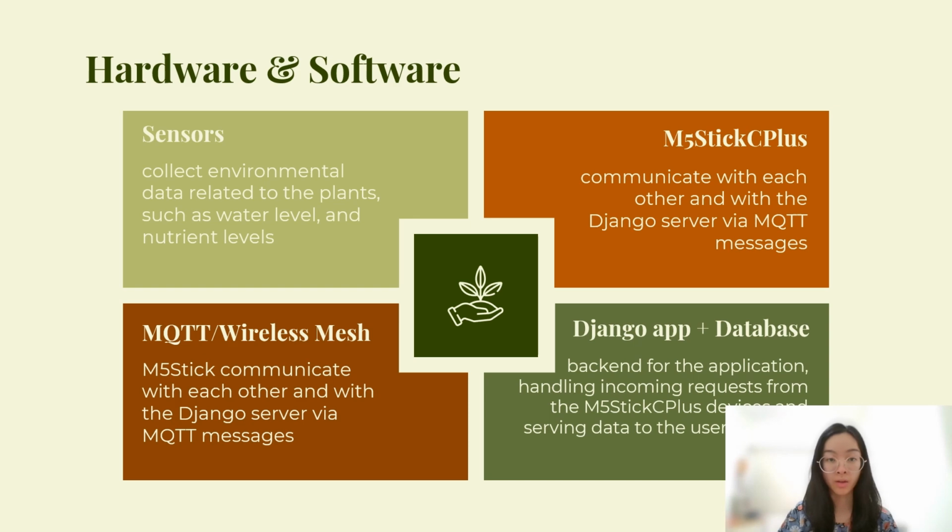For the hardware and software used in our app, we utilize sensors to collect environmental data related to the plants, such as water and nutrient levels. We use M56C Plus to communicate with each other and also the Django server via MQTT messages. In addition, our front-end database and back-end server were developed using Django to handle incoming requests from our M56C Plus and to serve the data to the user interface. Now I'll pass my time on to Ivy.